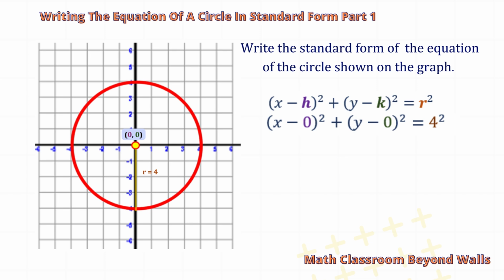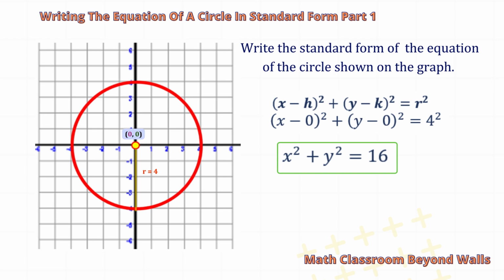So the left side of the equation can now be written in this way. On the right side of the equation, we multiply 4 by itself. We now have this. Because there is only the variable x inside the parentheses, we can remove the parentheses. The same with the y. We can remove the parentheses there as well. The equation of the circle in standard form is therefore this. Easy, right?